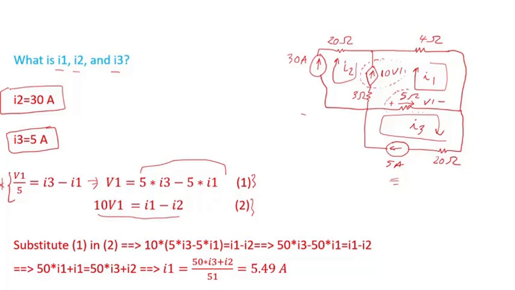Then I3 is just 5 and I2 is 30, so if I plug in the numbers, I get I1 is equal to 5.49 amps. So I found all the unknown currents, I1, I2, I3.